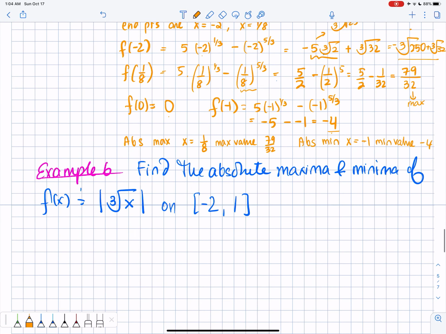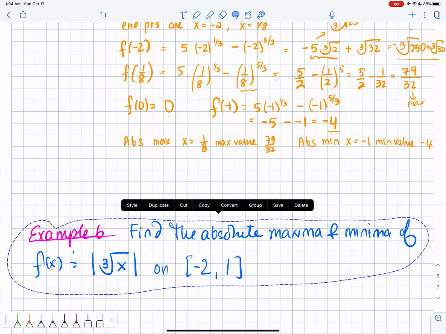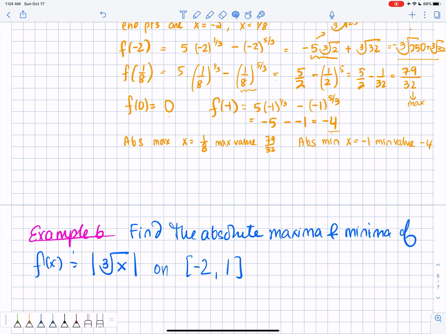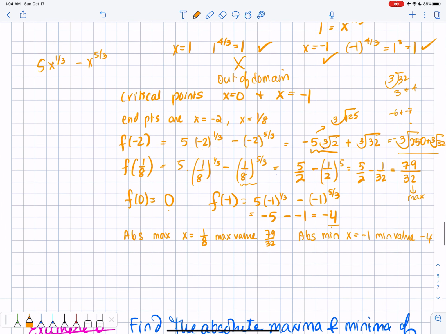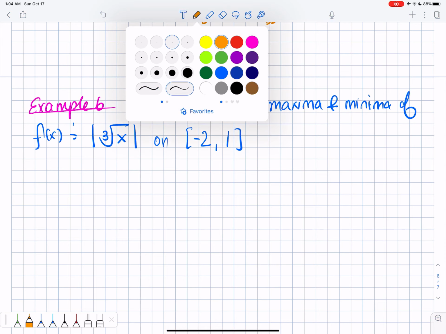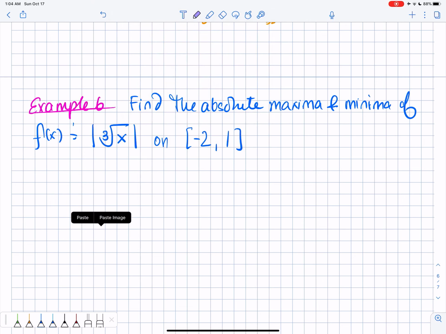The last question we have is the absolute maxima and minima of this function on the interval negative 2 to 1. Okay. So let's look. Well, this function's weird. It's got this absolute value, and it's a cube root. It's defined everywhere, so the domain is all of negative 2 to 1. There's no problem points. So let's just first write f of x down properly.